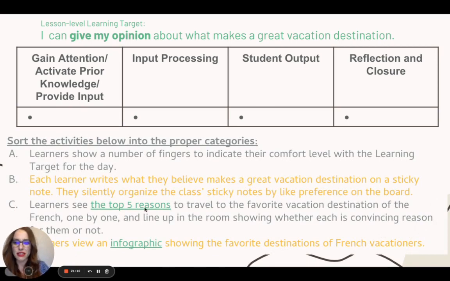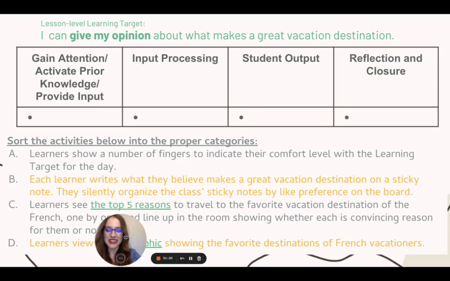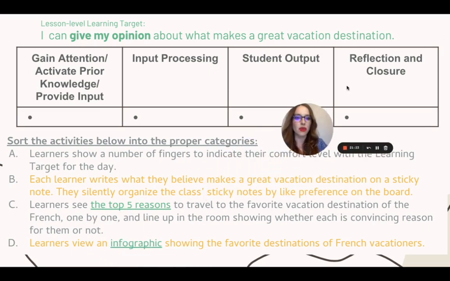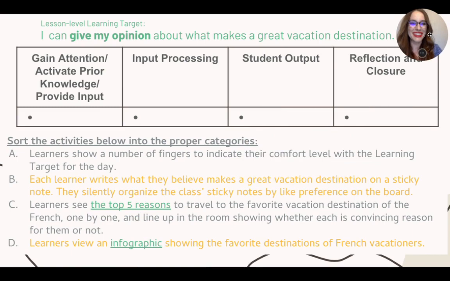So here are some activities. Here are some activities that we might do in class. I'd like you to take some time with them, see if you can match them into the category that I would have chosen. Which one do you think I chose to activate their prior knowledge and provide input? Which one do you think I chose to do input processing and student performance and then reflect and close? All of these I planned working toward my lesson level goal of my students being able to give their opinion about what makes a great vacation destination. Pause it, and then I'll tell you what I chose.